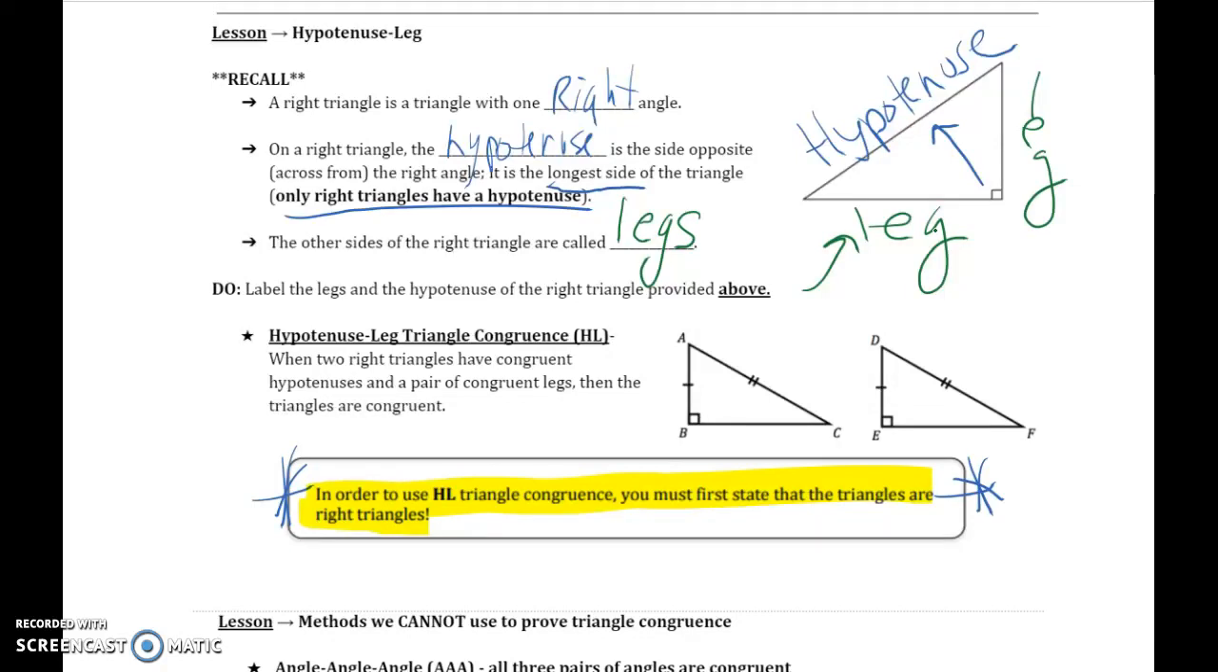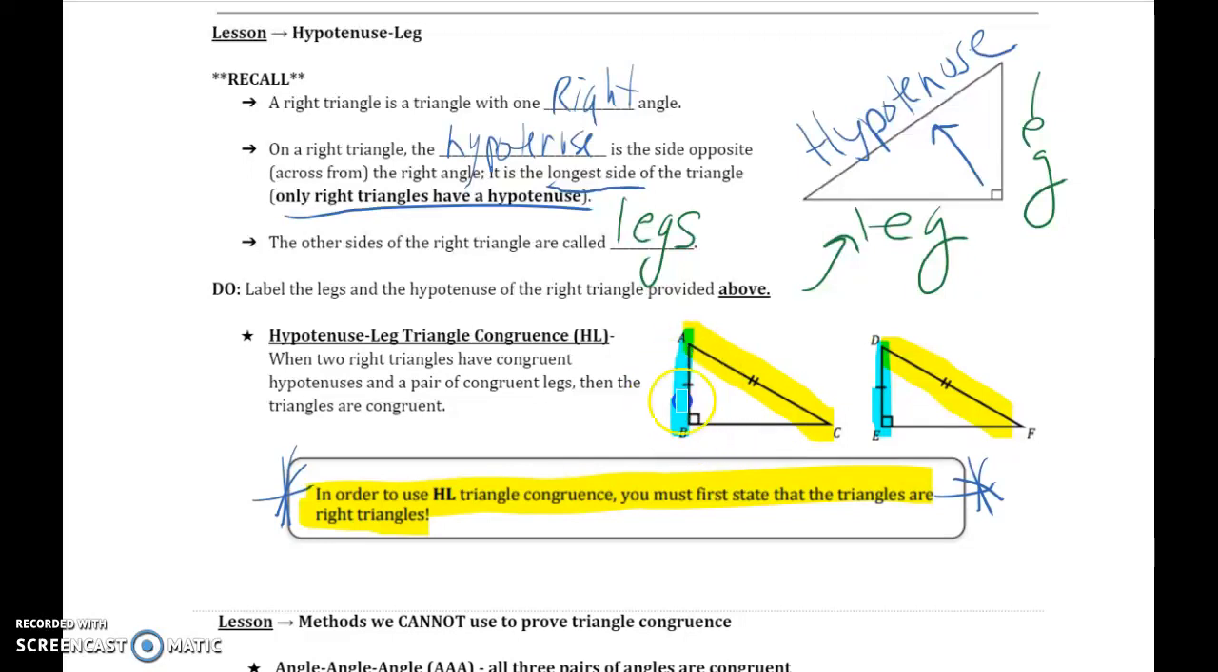So, hypotenuse leg triangle congruence. When two right triangles have their hypotenuses congruent and a leg congruent. In this case, we've marked AB and DE. We could have also had BC and EF. It doesn't really matter. I could have had those instead of AB and DE, but not two legs, because then we can use side angle side.